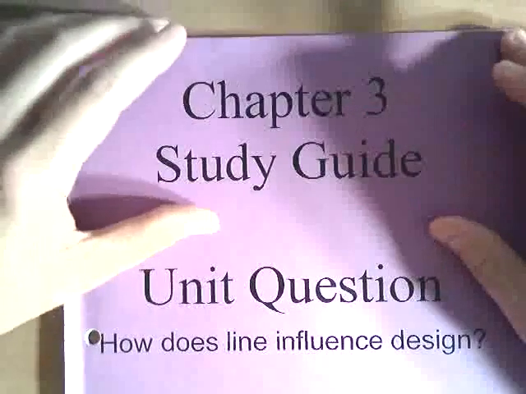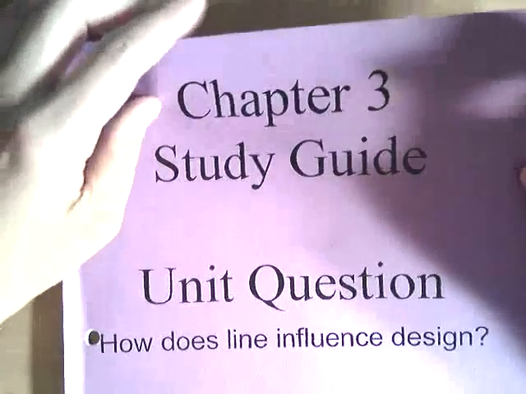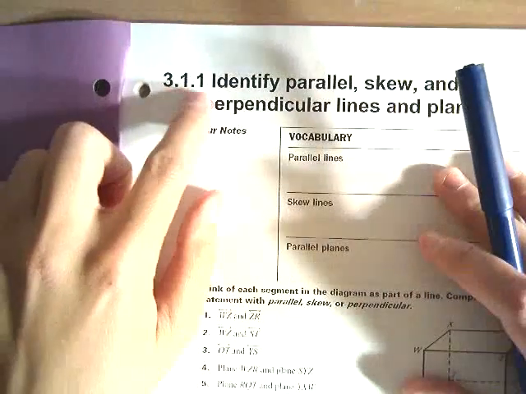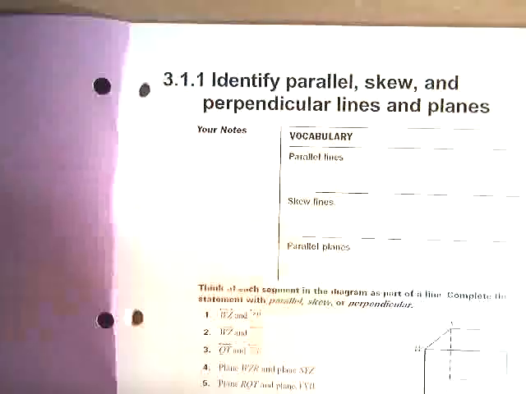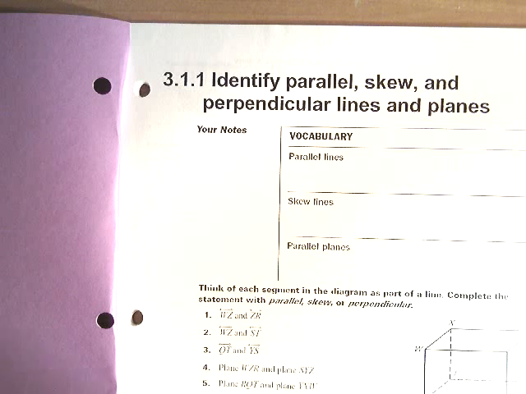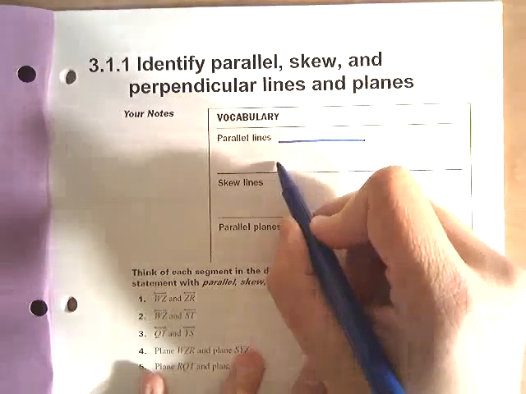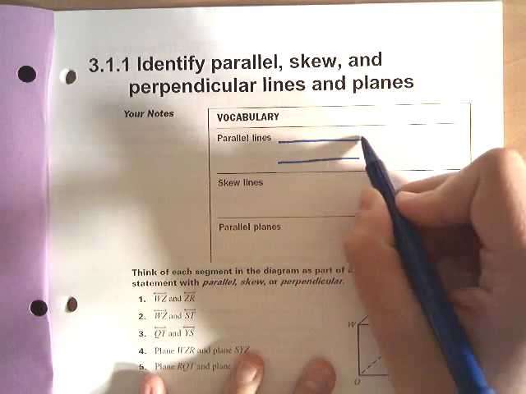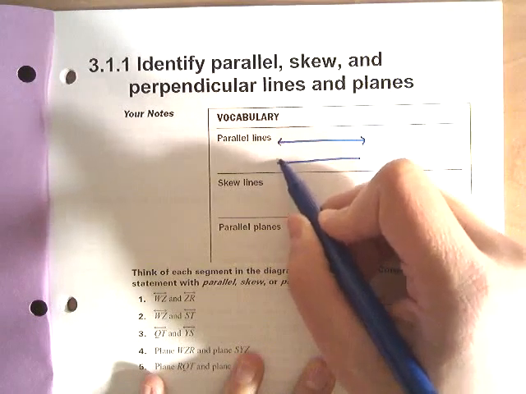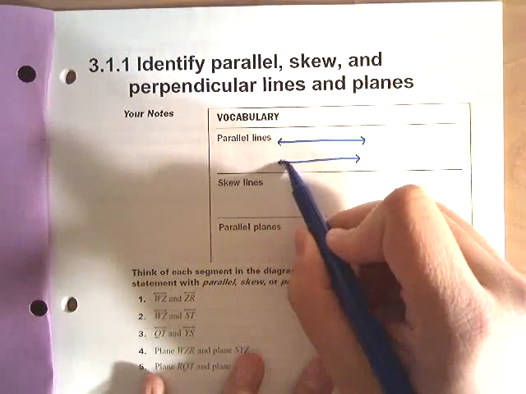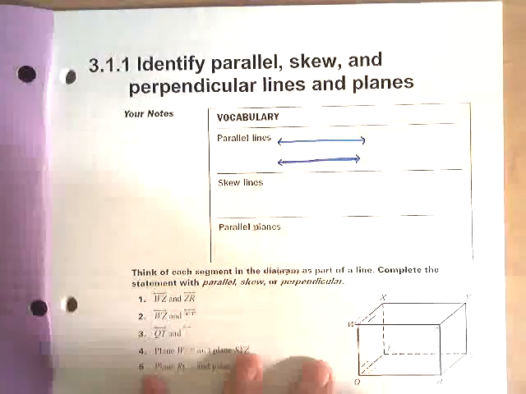This is the first lesson out of the Chapter 3 study guide. This is a lesson on Chapter 3, Section 1, Part 1, otherwise known as 311. Now, parallel lines are something you've probably seen before. They are lines that never cross each other because they maintain the same amount of distance apart as they travel across the page.